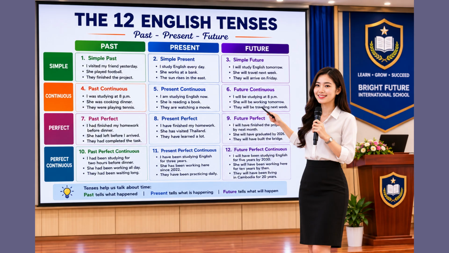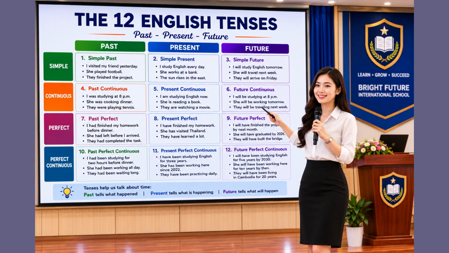A better approach is to master the simple present tense first because it is used for daily routines and general facts. After becoming comfortable with the present tense, students can move on to the simple past tense and then the simple future tense. Once these 3 basic tenses are understood, the continuous and perfect tenses become much easier to learn. Building a strong foundation is more effective than rushing through complex grammar rules.